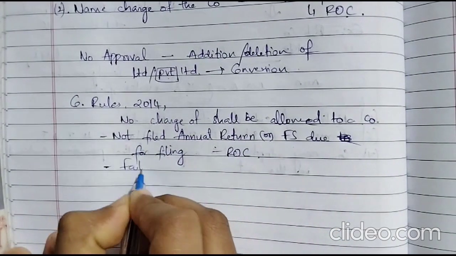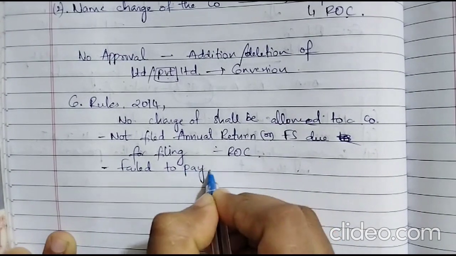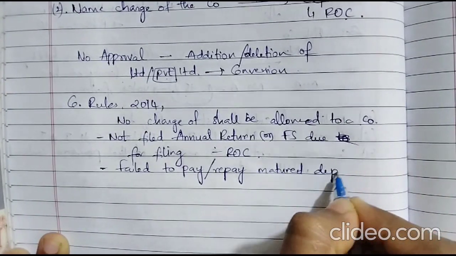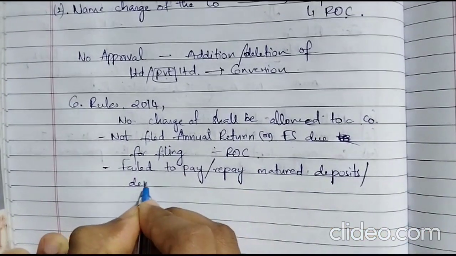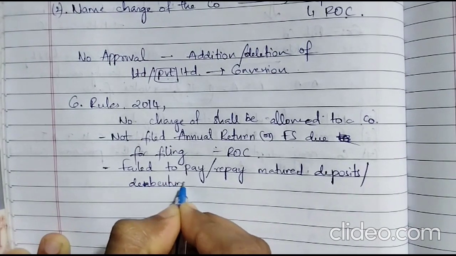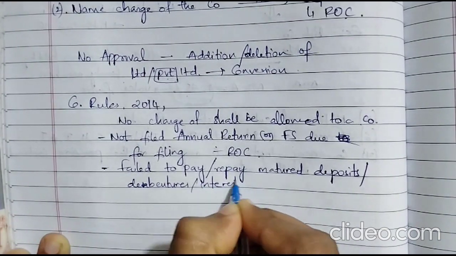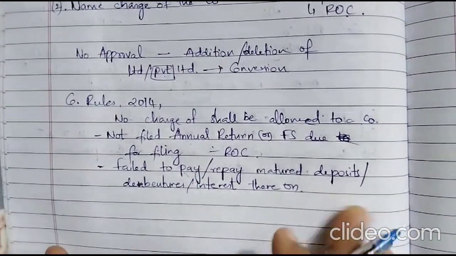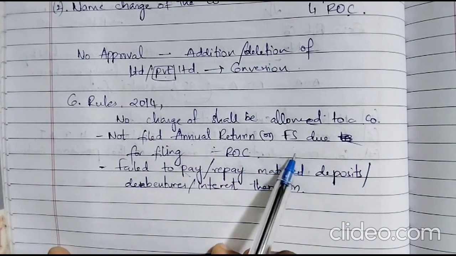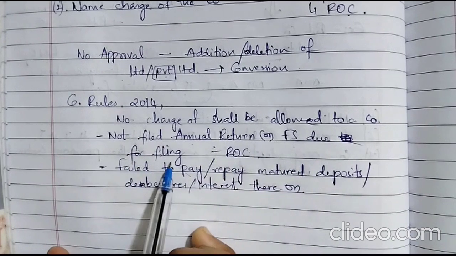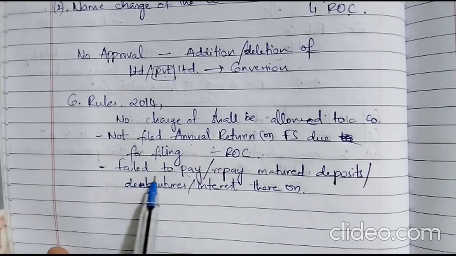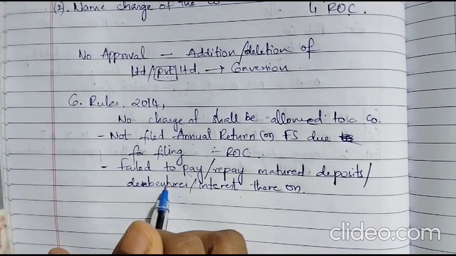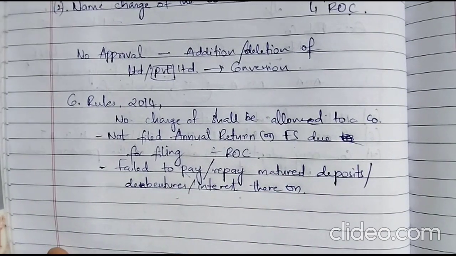Or you have failed to pay, or failed to repay the matured deposits or debentures or interest thereon. Suppose you have done these two, then you cannot go for your name change. What are they? Not filing your annual return or financial statements due for filing to the ROC, and failing to repay your matured deposits or debentures or interest thereon. Then you cannot go for name change.